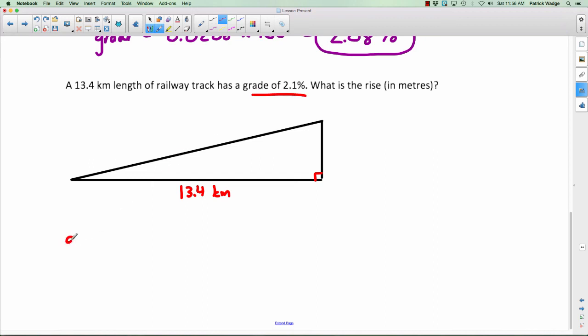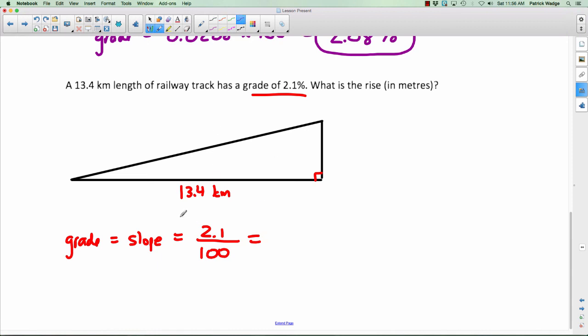Now, remember what grade is? It's just the same thing as slope. The only difference is it's expressed as a percent. Sure, it'd be nice if we could change that into a fraction rather than a percent. How do you do that? Well, think of what percent means. If you get 70% on a test, it's kind of like you got 70 out of 100. If you got 28%, you got 28 out of 100. If it's 2.1%, it's 2.1 out of 100. So there you go. There's your first fraction.